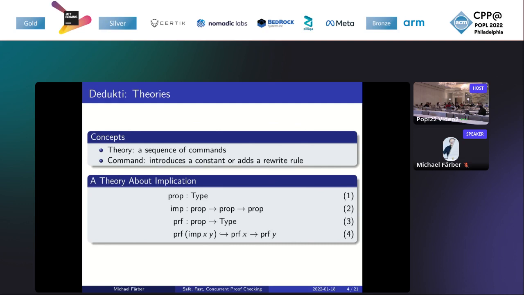Consider the following theory about implication. The first command introduces a constant called prop of type capital Type. The second command introduces a constant for implications, and the third command introduces a constant for proofs. The fourth command adds a rewrite rule from proofs of implications to a function from proofs to proofs.